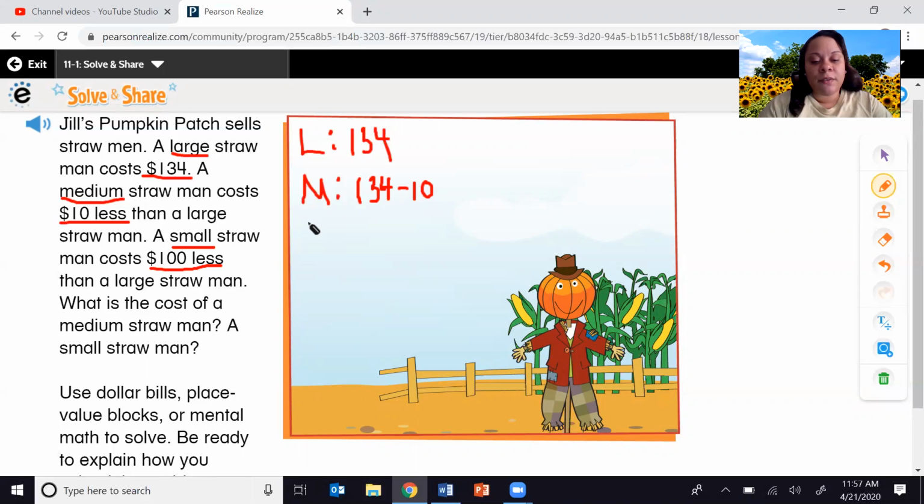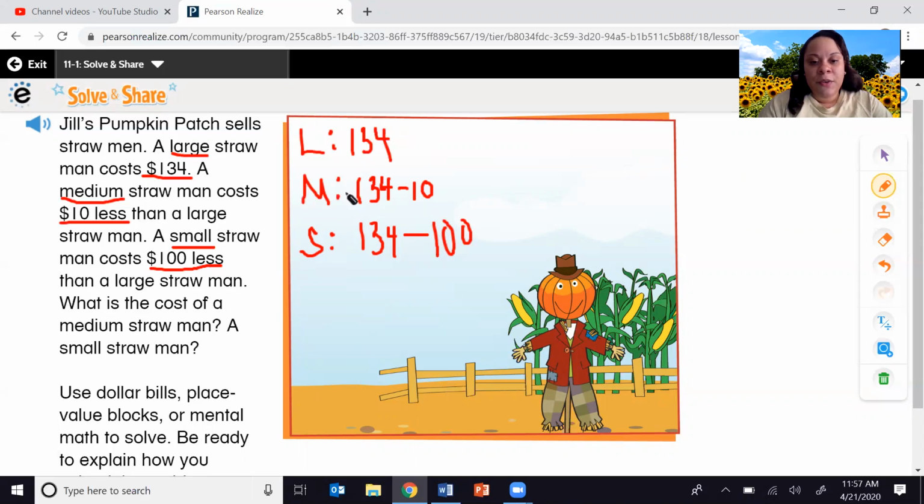And then a small straw man costs $100 less than a large straw man, right? So I'm going to put S for small. And they said it's $100 less than the large, right? And we know the value is 134. And that it's going to be 100 less, right? So I'm going to put 134 minus 100.